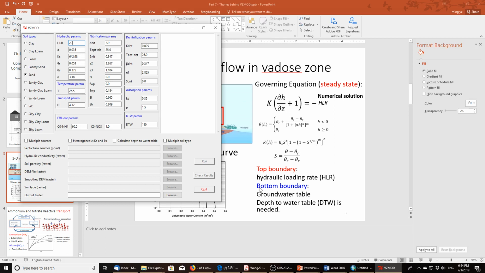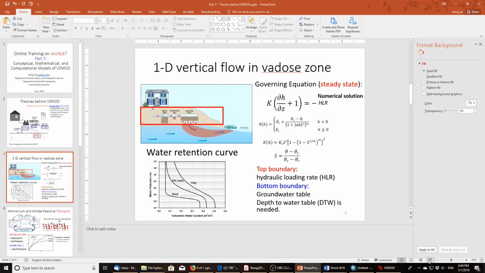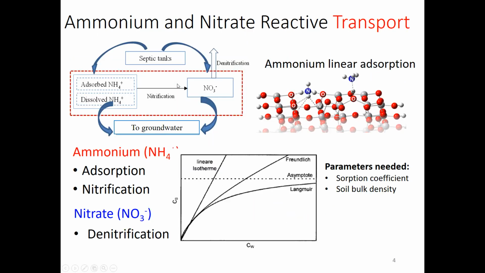And then you need to tell the bottom boundary, essentially where the water table is. That's your DTW, 150 centimeters from drain field to water table, right? And those parameters right here are for flow simulation. Again, for different soil types, you have different values, right? So put sand here, and then we move to the next one, which is for reactions.